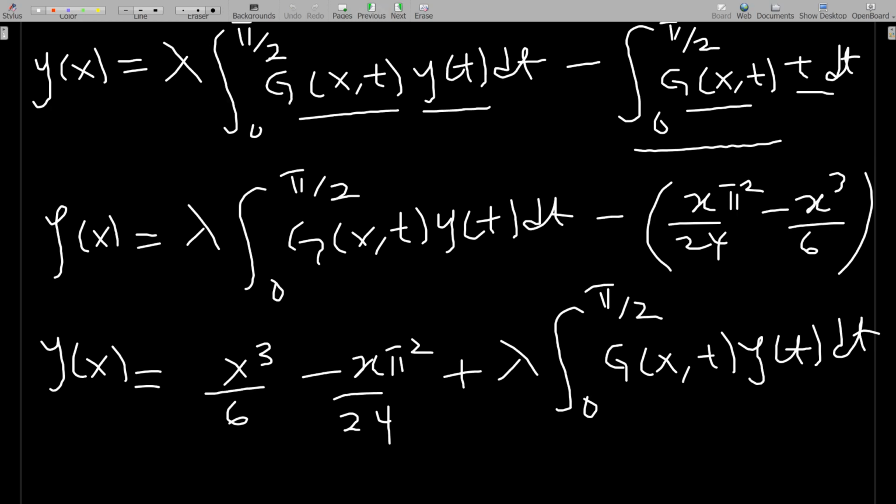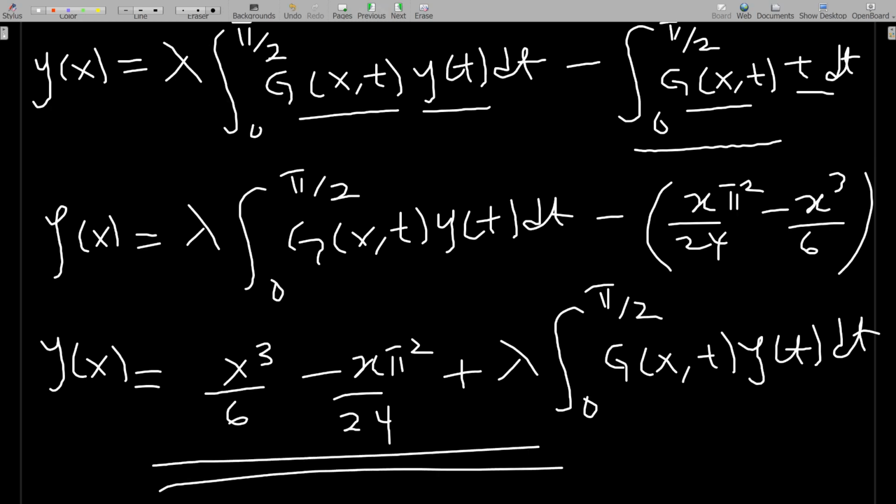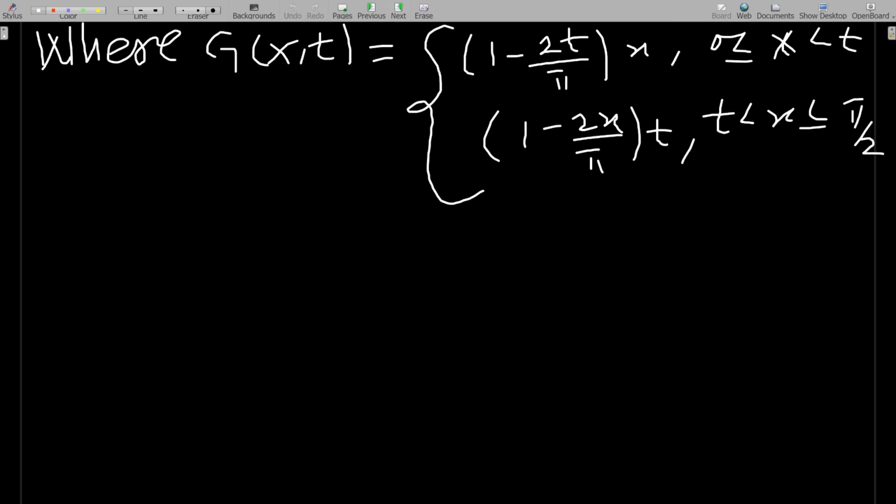You write this as your solution, then you define where your g of xt is. Okay, so I have some trials for you and their expected answers. I give you the trial, I write the expected answer, and write the g of xt you get.